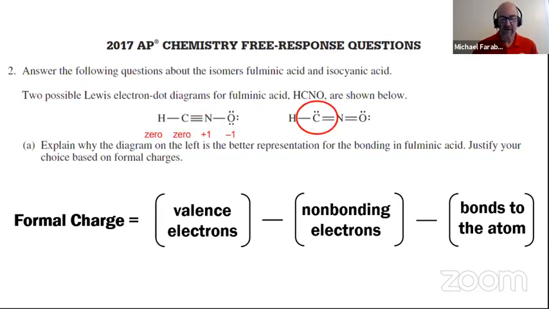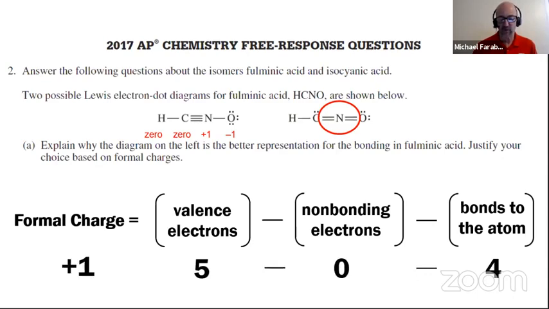Okay, let's move on to the other structure. Well, hydrogen will be 0 again. Let's focus on the carbon. That's going to be 4 valence electrons. I see 2 dots, so 2 non-bonding electrons and 3 bonds. Formal charge -1. Nitrogen happens to be 5 minus 4, so we have a +1 like we had before. And then finally, this double bonded oxygen, it's going to be 6, 4 non-bonding electrons and 2 bonds. So that formal charge is 0.